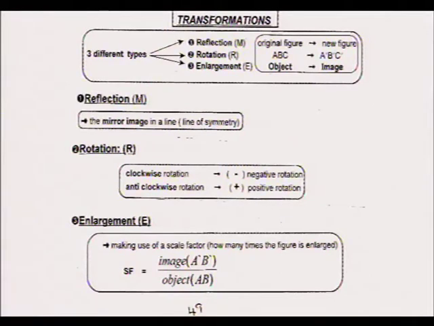Transformations, there are three different types. Reflections and rotation and enlargement. The reflection is the mirror image in a line, the line of symmetry. So you see in a mirror the same figure, exactly the same, but it's turned around. Reflection. Rotation, when you turn it clockwise or anti-clockwise. Enlargement, making use of a scale factor, how many times the figure is enlarged. But it can also be a smaller figure. Then it has a negative SF.